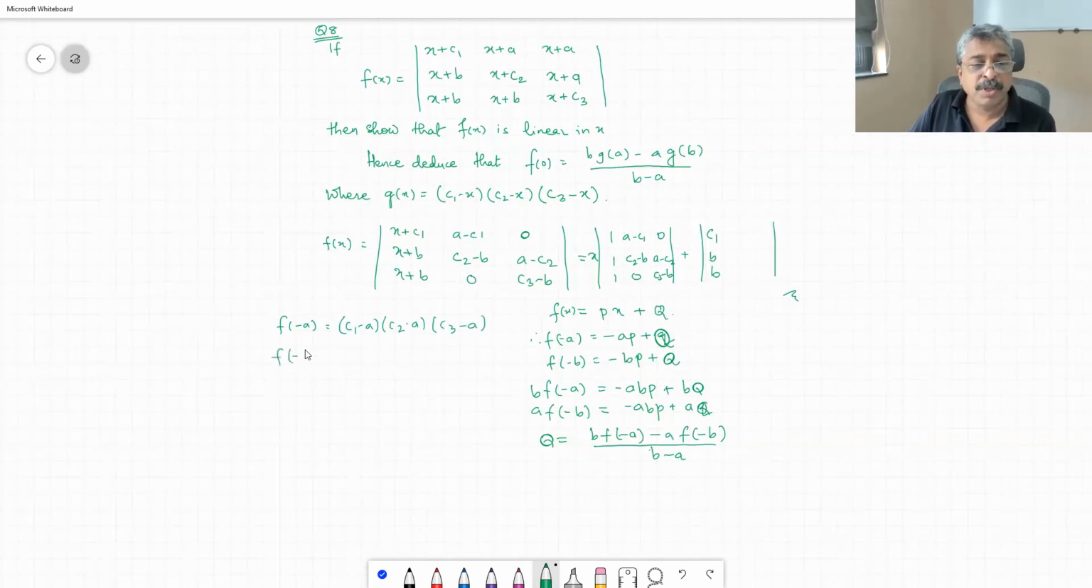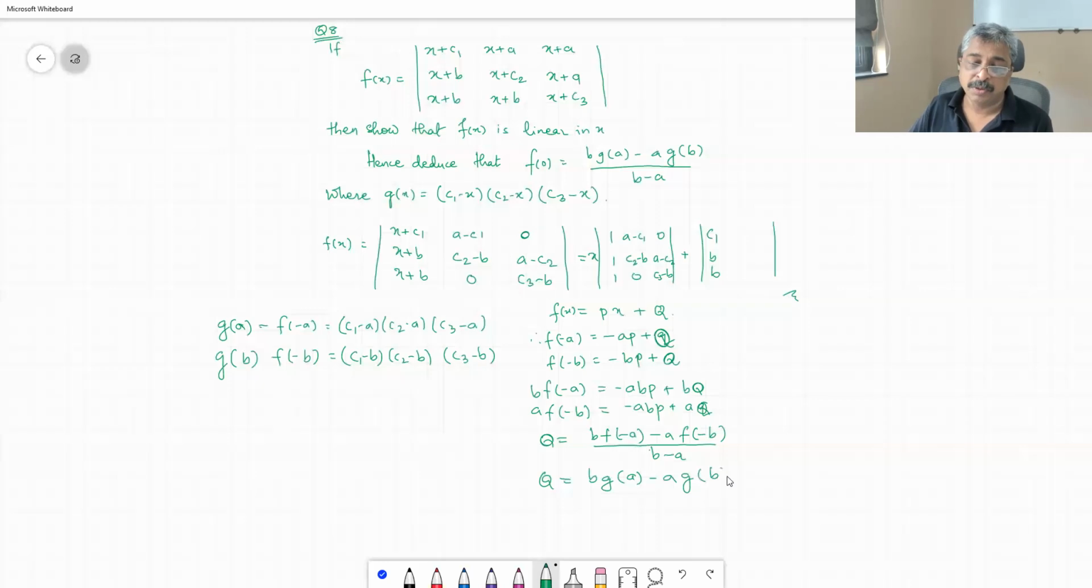And what is f of minus b? Same: c1 minus b, c2 minus b, c3 minus b. Correct? And you have been given g of x. So f of minus a is equal to g of a, and this is g of b. And hence q is equal to b times g of a minus a times g of b upon b minus a. That is what is asked.